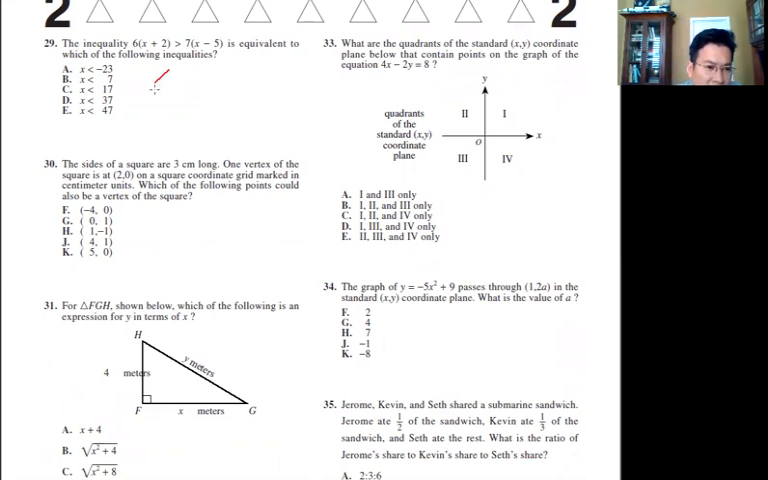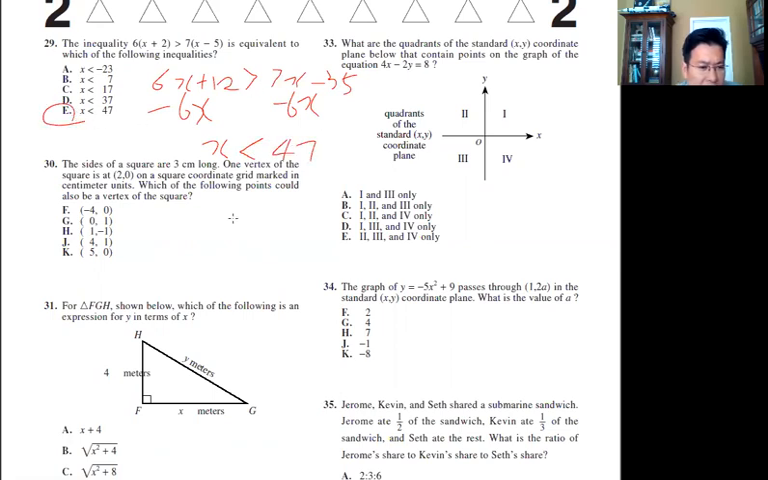This refers to 6x plus 12 is greater than 7x minus 35. So then you subtract 6x, minus 6x. So x, this side is x, and then minus you plus here, which is 47. Is the answer.